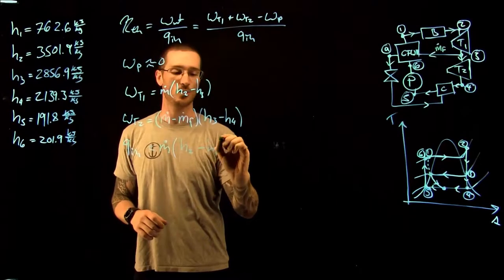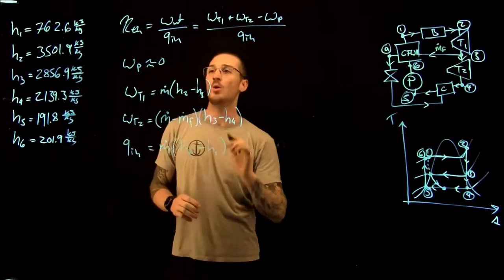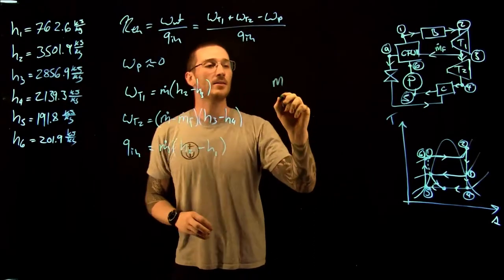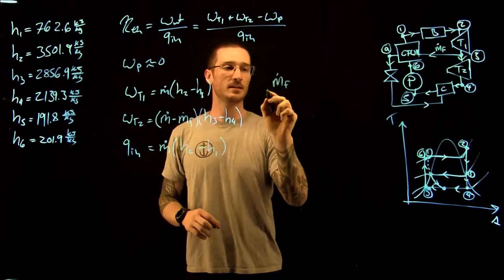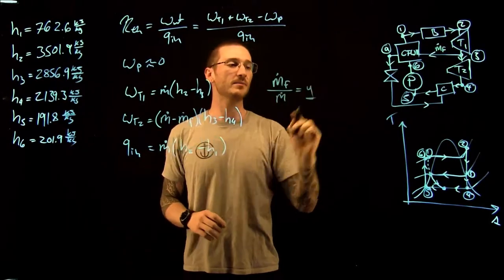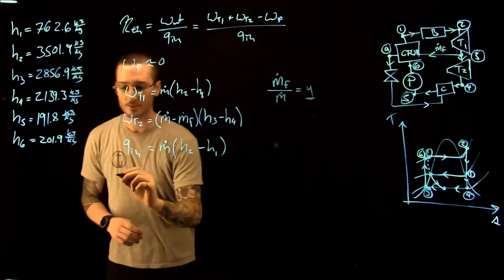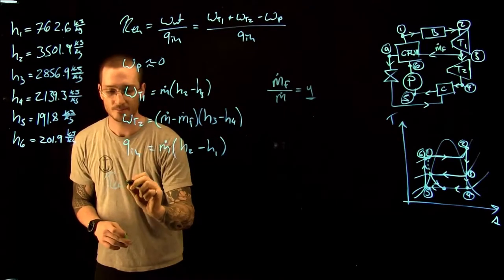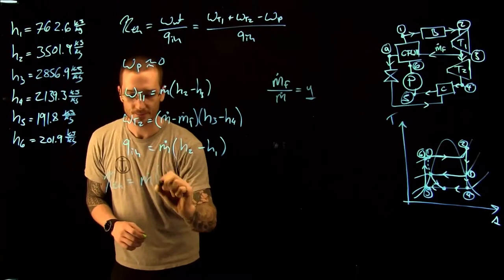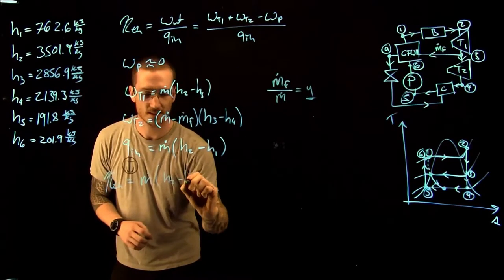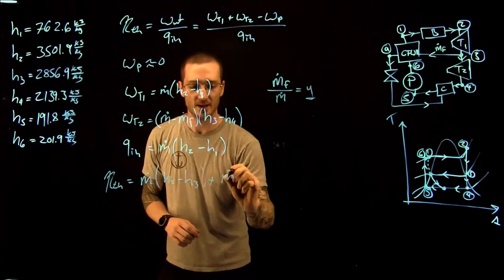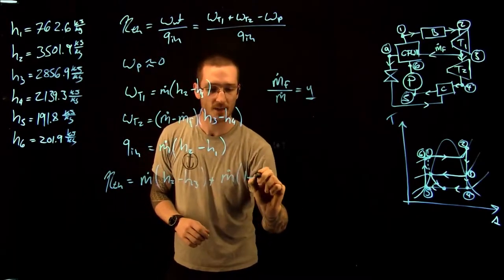minus H1. Now, what we can do to reorganize this is we can say that the mass fraction divided by our mass flow rate is equal to some value y. Then I can rewrite that my efficiency is equal to my mass flow rate times the enthalpy at 0.2 minus the enthalpy at 0.3 plus, this is with a bit of algebraic manipulation, 1 minus y.